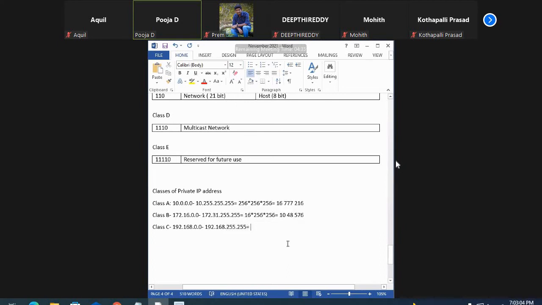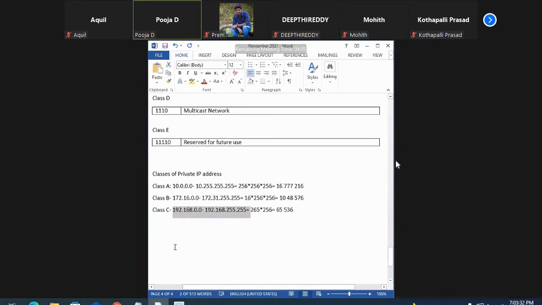So if you calculate this 256 into 256, it will become 65,536. So this is also a huge range, 65,000. Generally, if you see any IP address or DHCP, you will find this range only. 192.168, class C IP addresses. Generally, these IP addresses are utilized in the network.